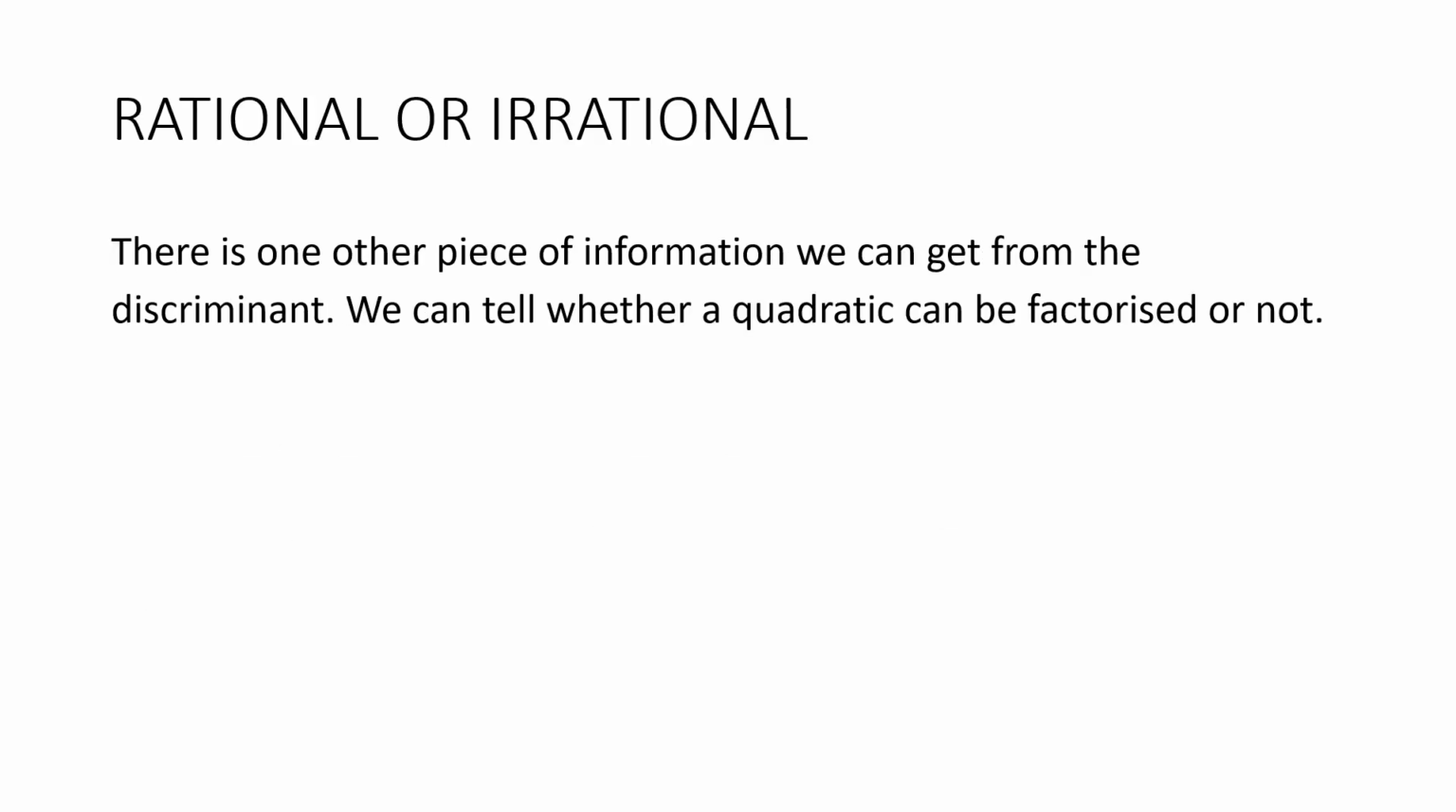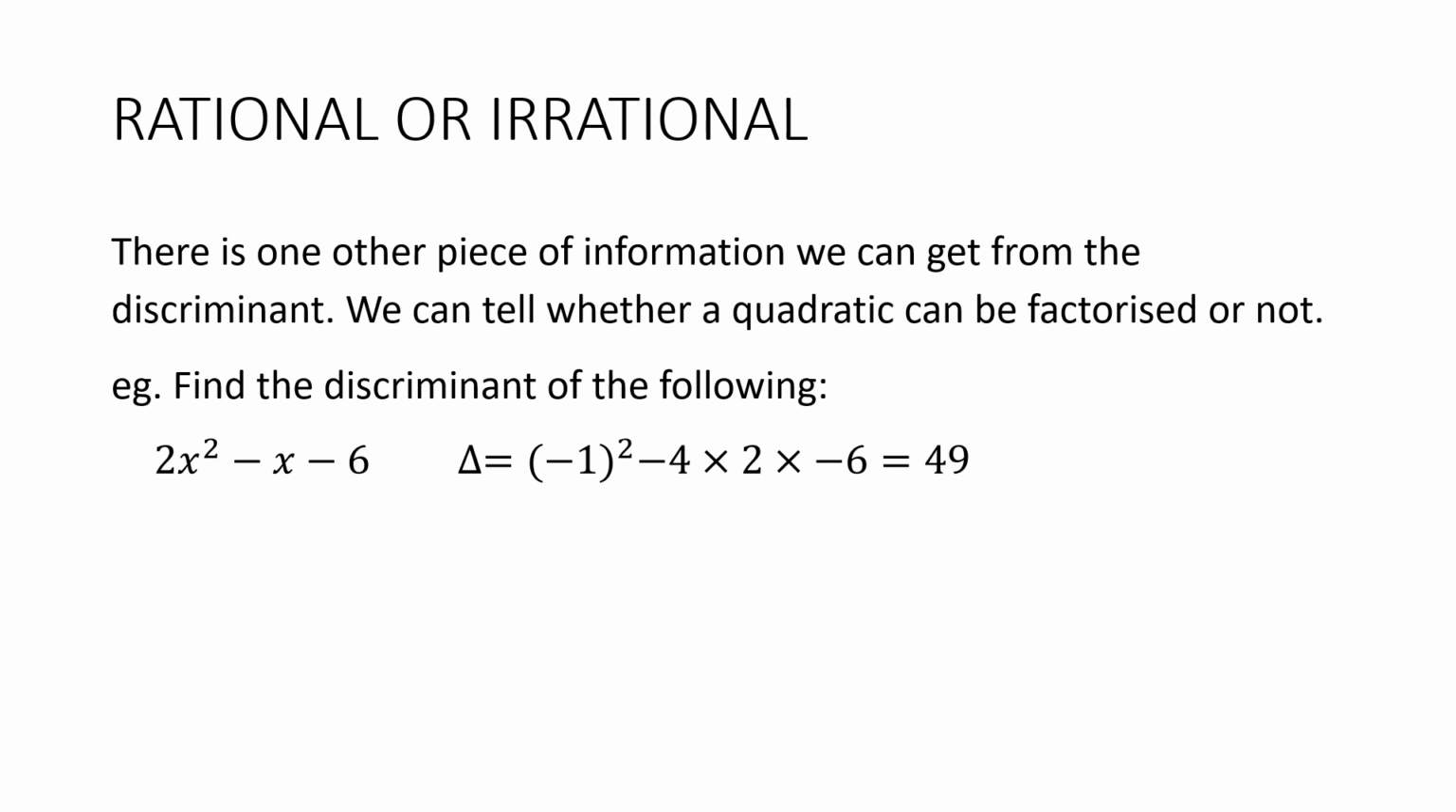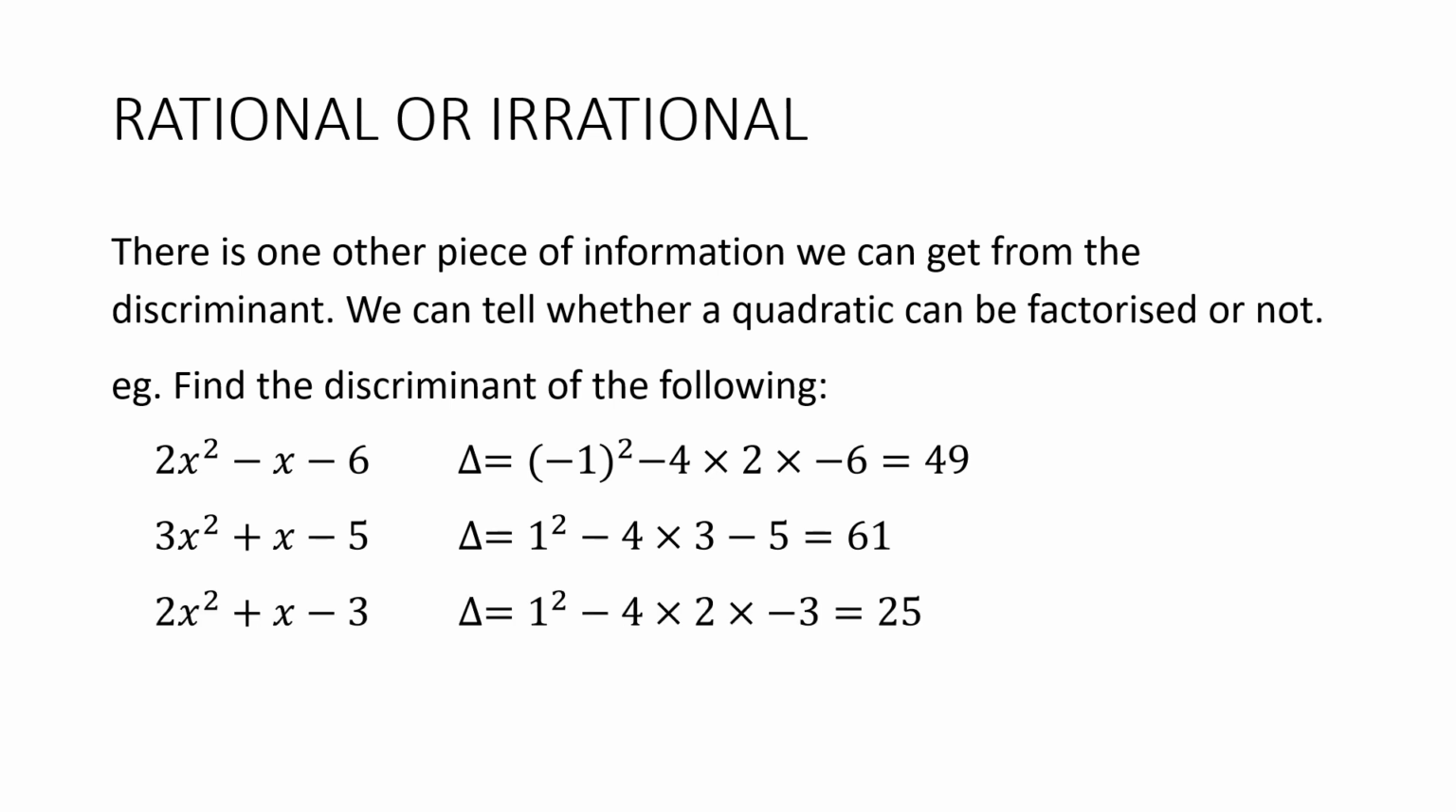Now there is one other piece of information that we can get from the discriminant. We can tell whether a quadratic equation can be factorized or not. Let's have a look at these 3 examples. Here's the first one. The discriminant is 49, so we have 2 solutions. In this case, the discriminant is 61, still got 2 solutions. And finally, we have the discriminant is 25 and 2 solutions.